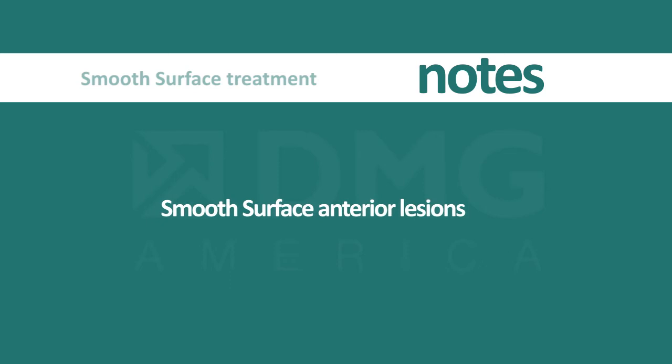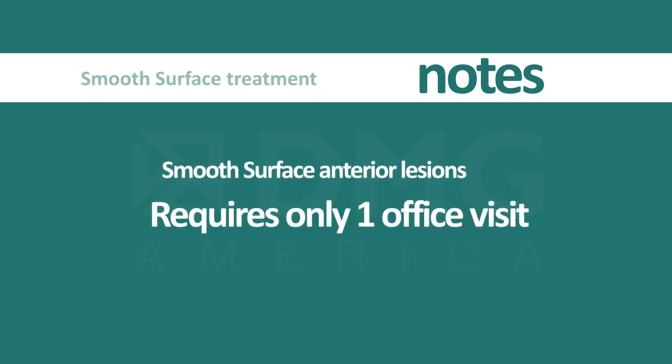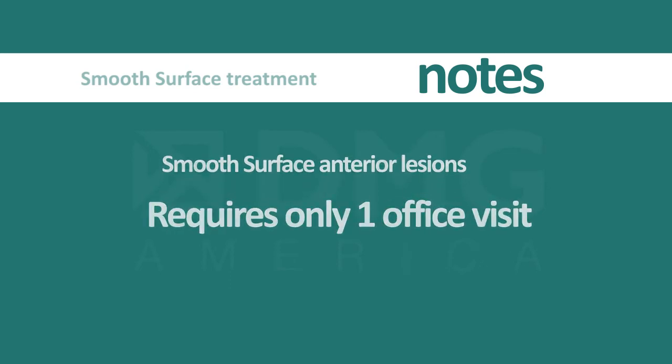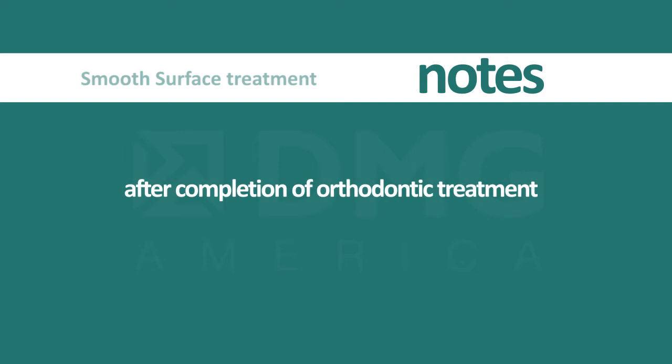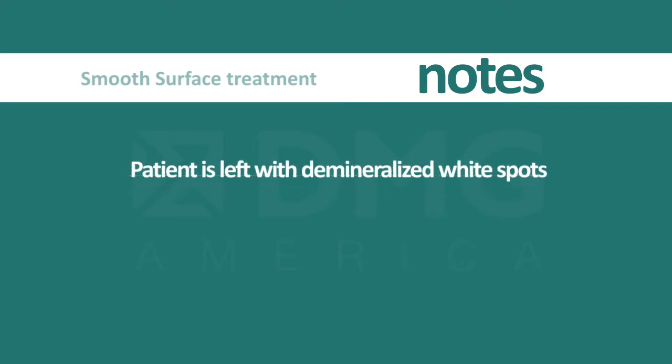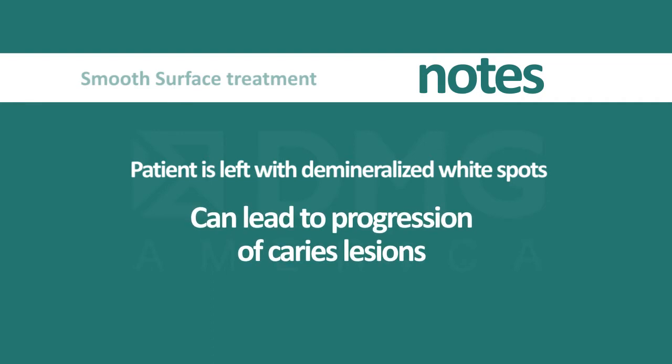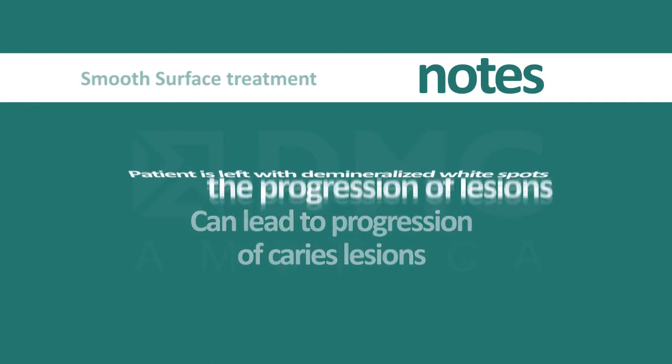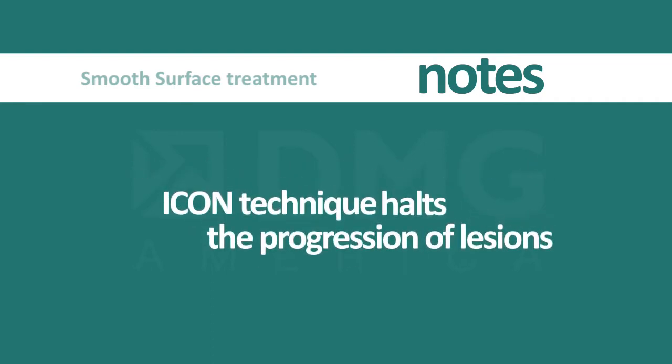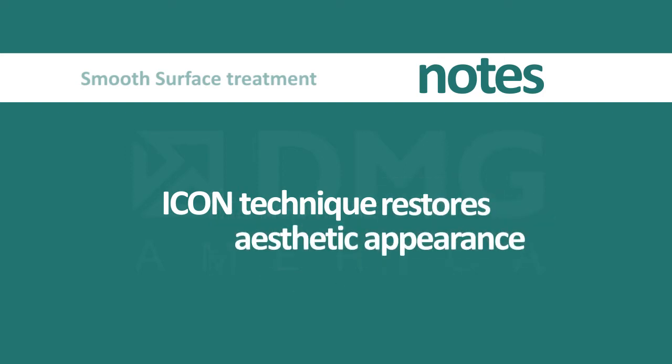For the smooth surface anterior lesions, white spots can be removed in one office visit with the Icon method. Often, after completion of orthodontic treatment and removal of brackets and bands, the patient is left with demineralized white spots, which are not only aesthetically undesirable, but which can lead to further progression of these caries lesions. The Icon technique can not only halt the progression of lesions, but can restore the natural aesthetically desirable appearance of the tooth.